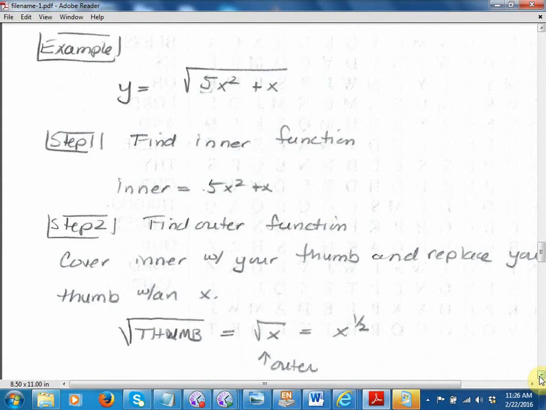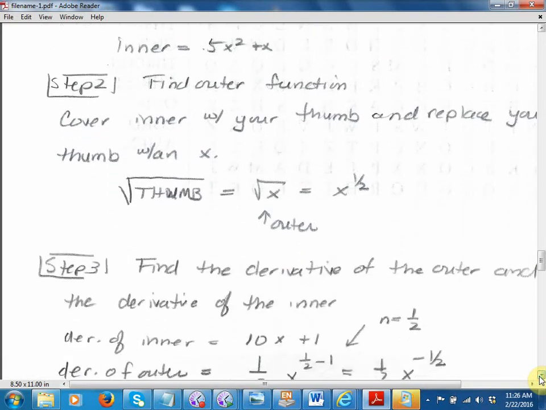I couldn't put a picture of a thumb there, but you just cover up the inside with a thumb and then replace your thumb with an x. So you get the outer function. And in calculus, we always write x to the 1/2, because I want to apply that first rule, n times x to the n minus 1, at some point. So out of habit, I'll always put x to the 1/2.